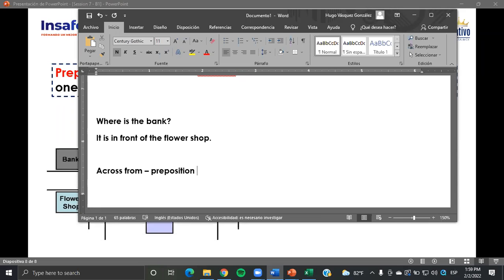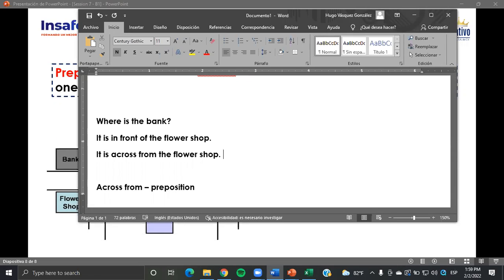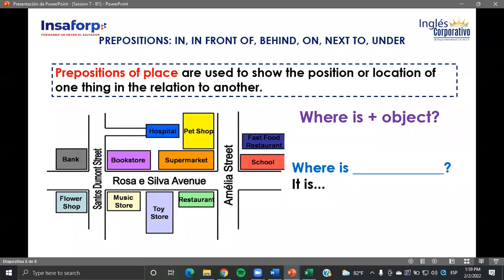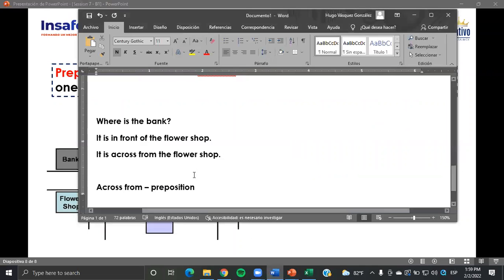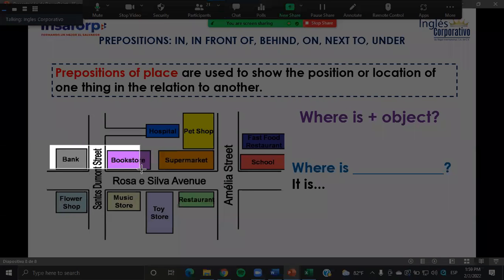Tenemos dos lugares, sí, pero tenemos una calle, ¿verdad? So you can use across from. It is across from the flower shop. So I would recommend you to say it like this: it is across from the flower shop. Or, as Carson said, it is across from the bookstore. Because again, we have another street. En calle o avenida. So we can use across from in this case. It is across from the flower shop or it is across from the bookstore.